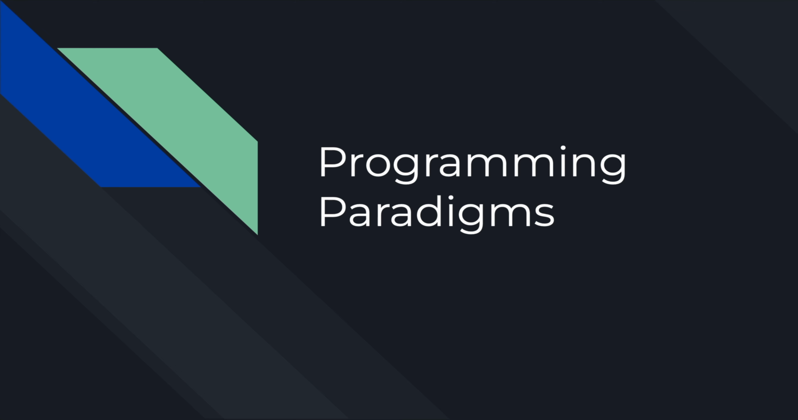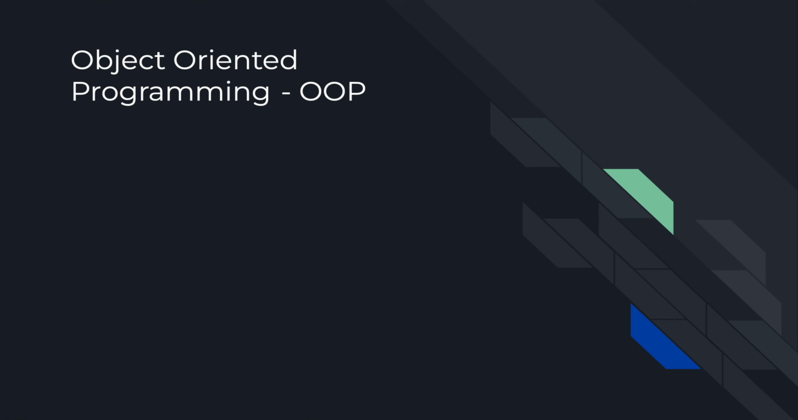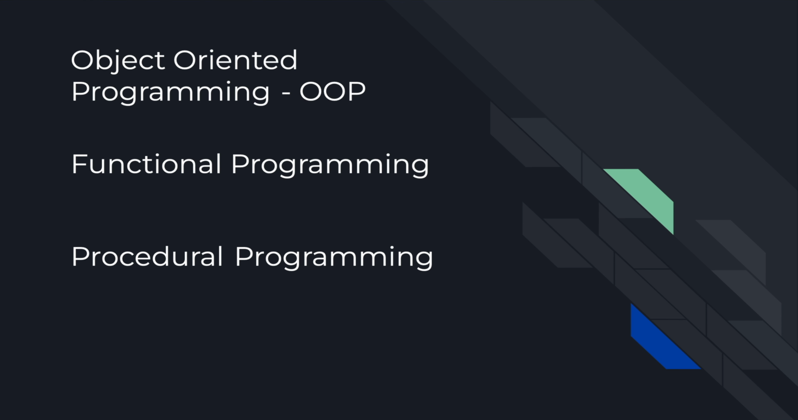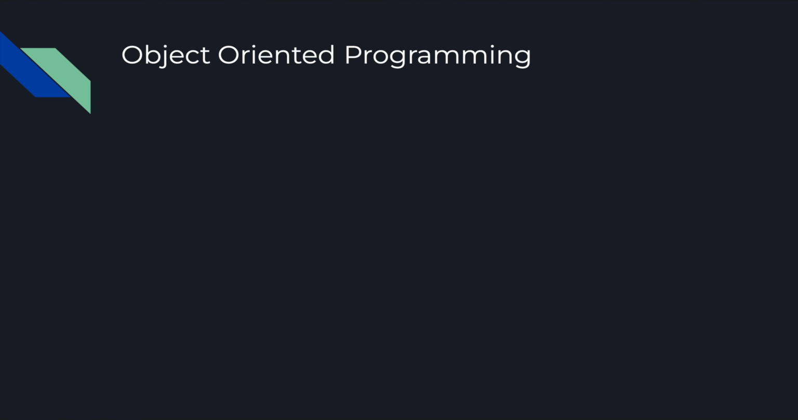Well, a paradigm is the methodology or approach to a coding language. So that's great and all, but what are some examples of programming paradigms? Well, the most popular programming paradigms are object-oriented programming, functional programming, procedural programming, and declarative programming. So let's get in and discuss object-oriented programming.